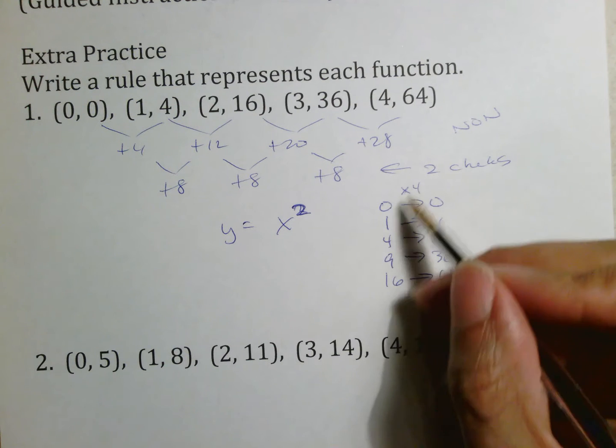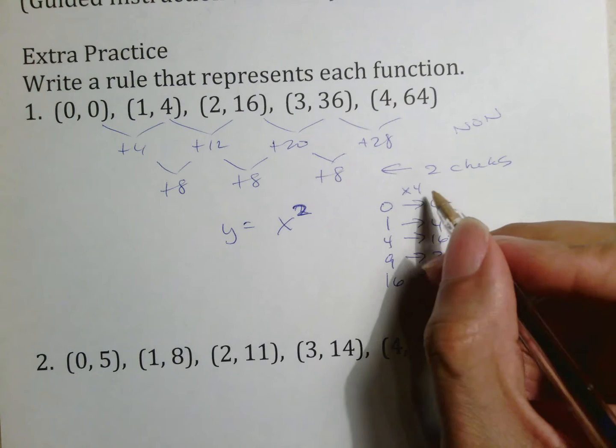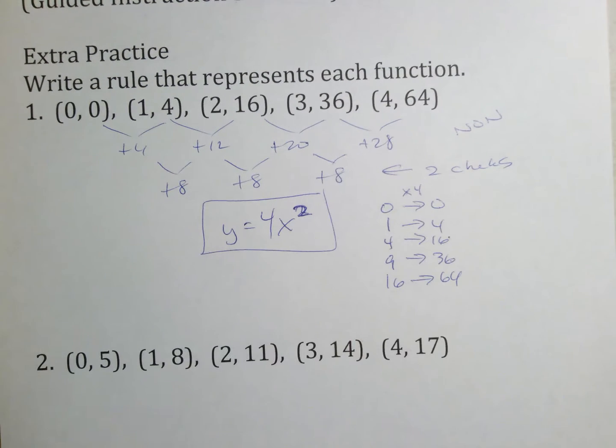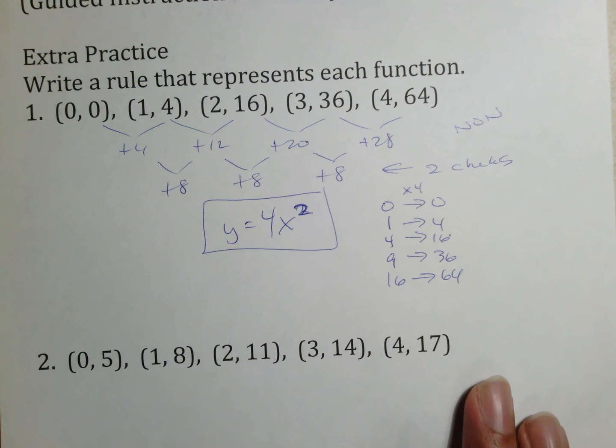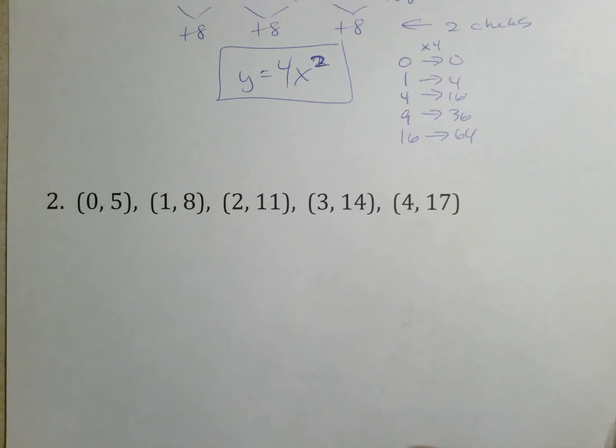Do a quick check. 4 times 4 is 16. Yep. 9 times 4 is 36. So it'll be times 4. And again, the way you fix that is by putting 4 in front of your base pattern. So 4x squared would be it as your final answer. Again, on your quiz, you're not going to know which one it is, so you have to approach it carefully and make sure you know your rules.